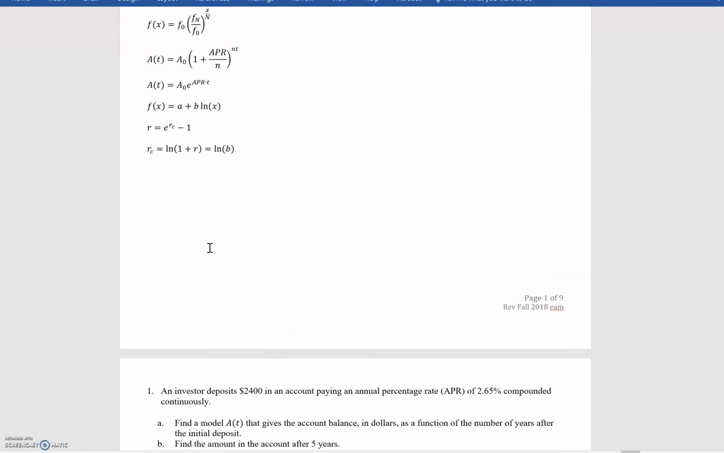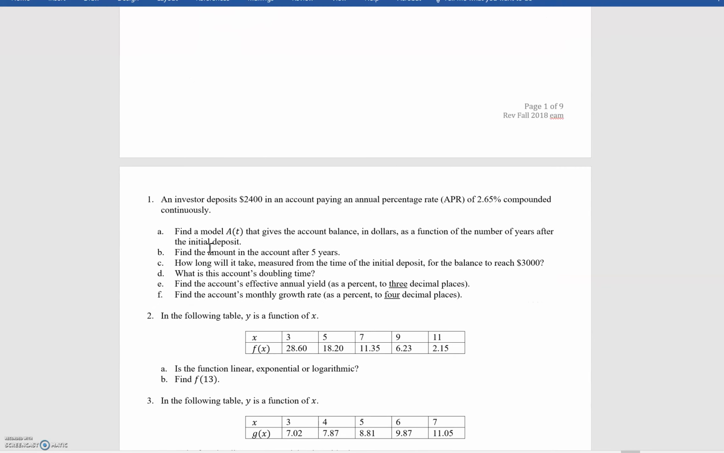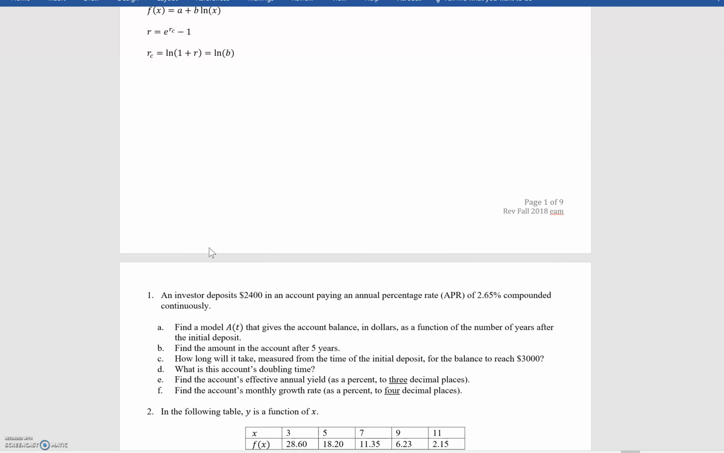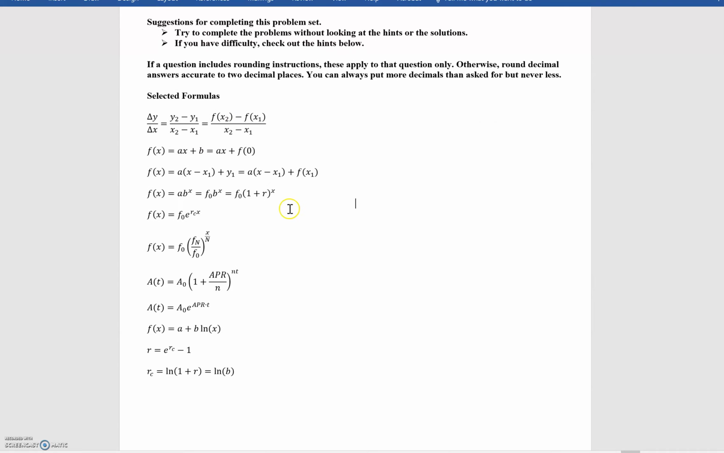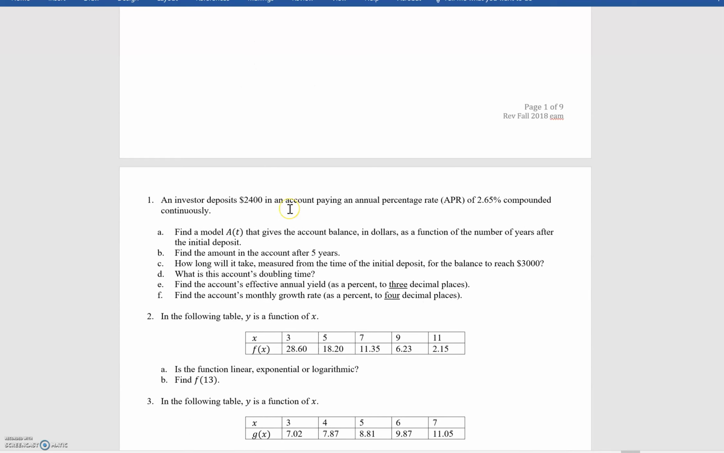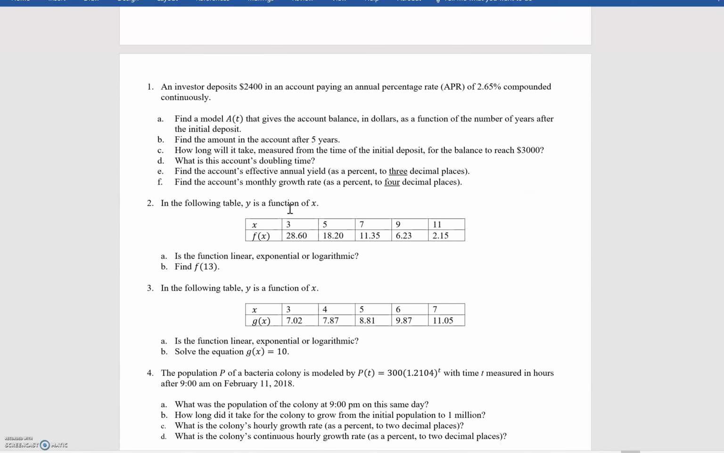Alright, so we're looking at the Unit 3 practice problem set. And just want to point out that you do have a full list of equations here at the beginning and solutions at the end. So let's take a look at problem number 1.